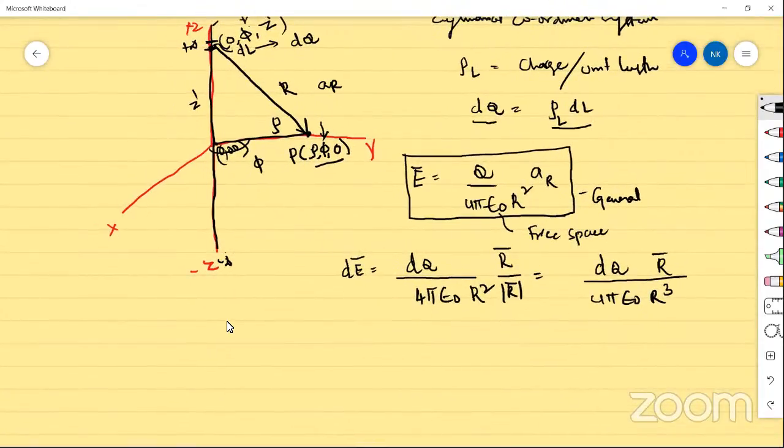Now, what is R bar? So this is the vector R bar. So this is the length of this one, R. How do you get it? This is one vector, this is another vector. Okay. How do you get R bar? So anyway, we have the point 0 comma phi comma z dash.